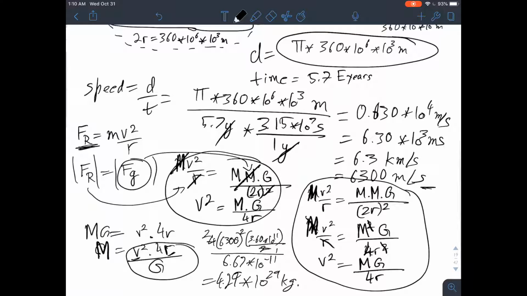So there we go. Now we know the mass of each star is roughly 4.3 times 10 to the 29 kilograms.